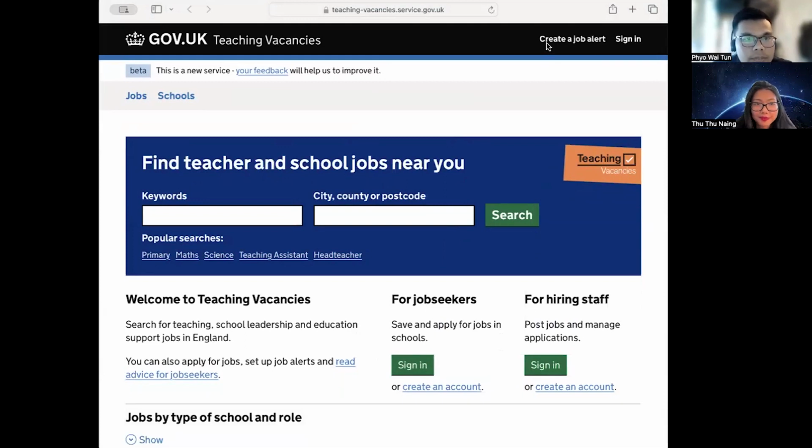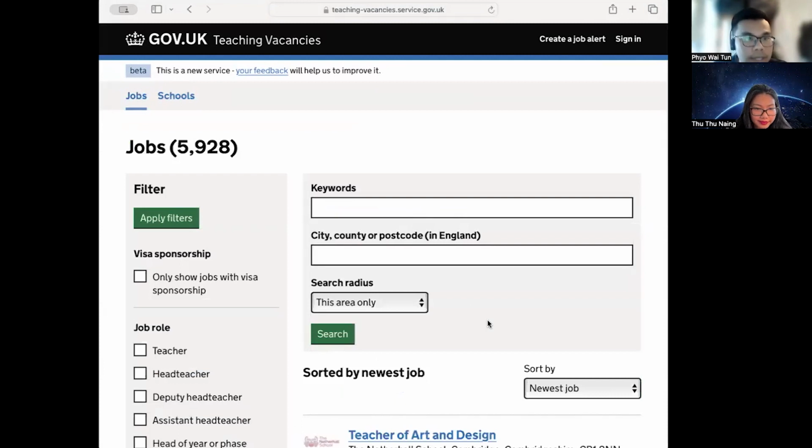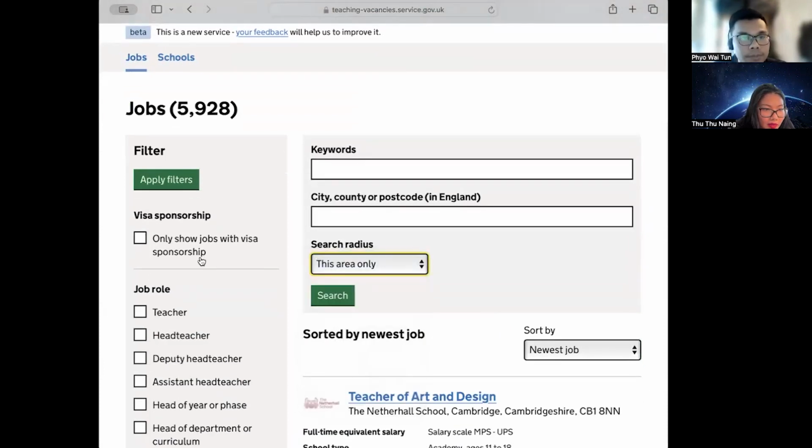Do you want to share a screen? Okay. So click, you can. It's in the left corner of jobs. Can you see jobs? If we click on jobs, then we can filter visa sponsorship in the left corner.